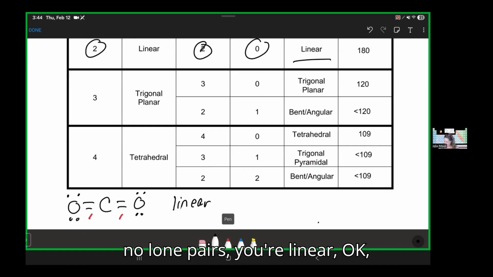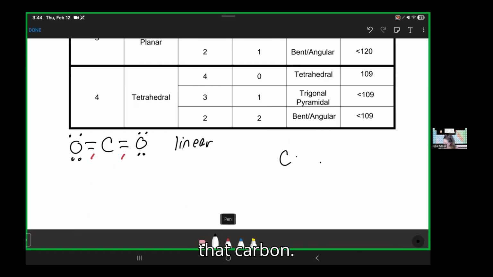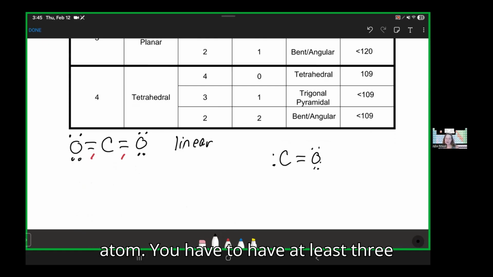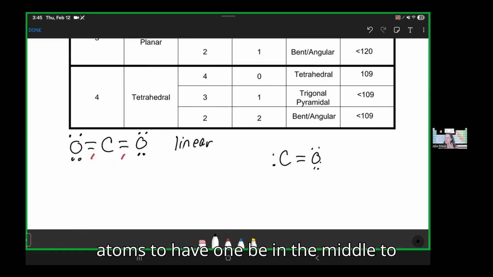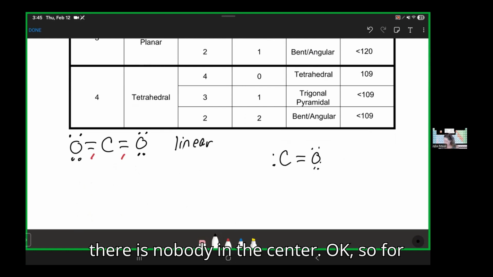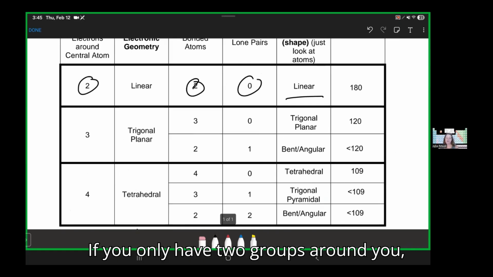You're linear. Because let's take a look. If that carbon had a lone pair here, there is no central atom. You have to have at least 3 atoms to have one be in the middle, to have a central atom. 2 is just a pair. There is nobody in the center. So for linear, there is no option for lone pair. If you only have 2 groups around you, you're linear.